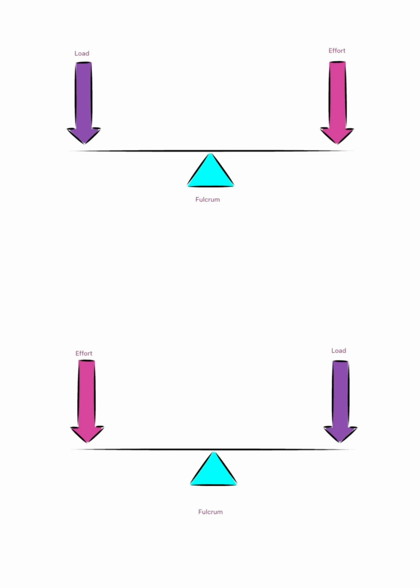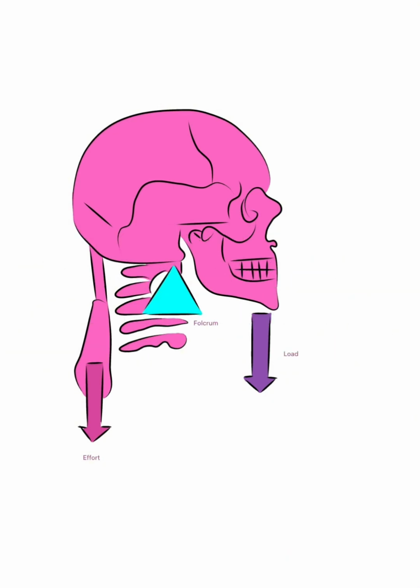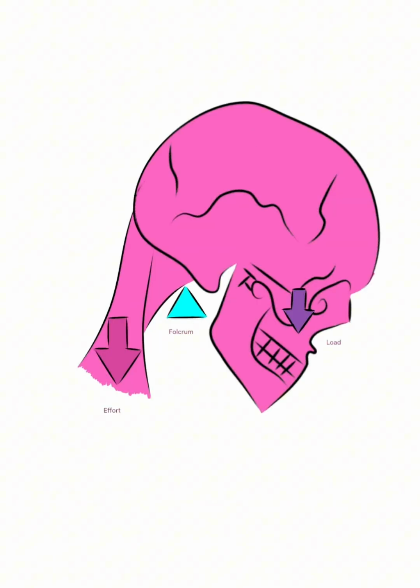The body uses a system of levers to move. A lever has three parts: a fulcrum, a load, and an effort. A first-class lever example is the neck. In the first-class lever, the fulcrum sits between the effort and the load. In the body, this appears in the neck. The fulcrum is the joint at the top of the spine. The load is the weight of the head. The effort comes from the neck muscles.